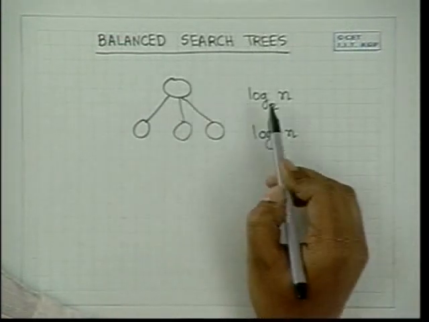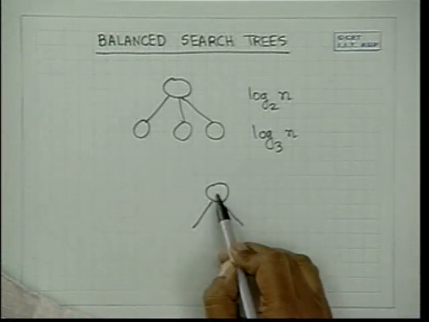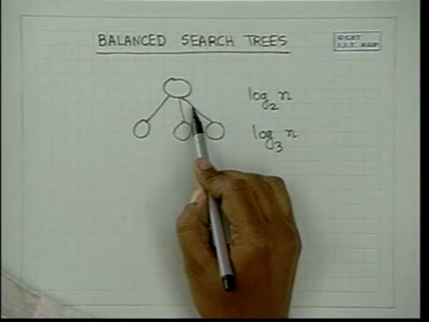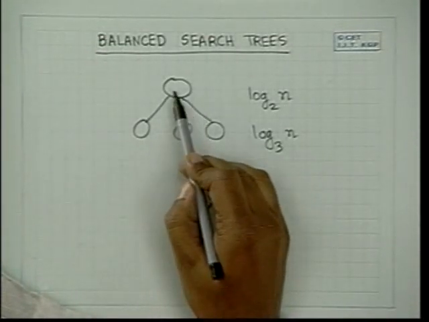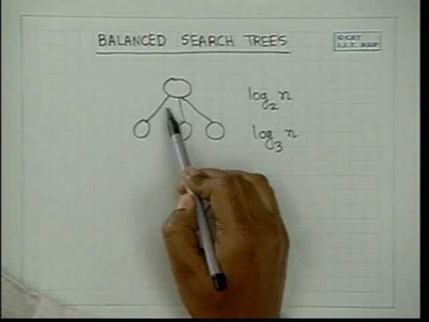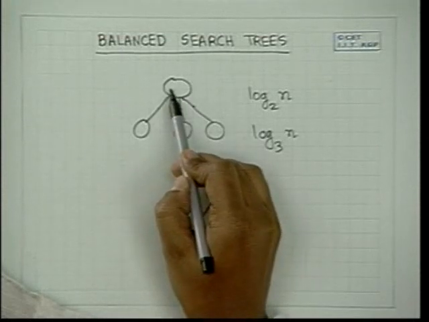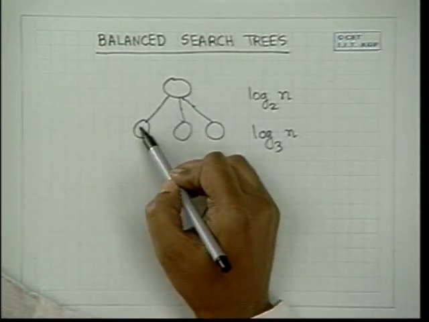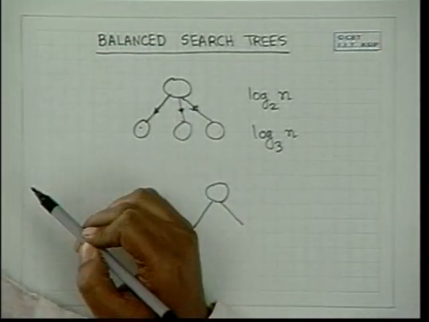But to take any decision in a binary search tree, you have to make one comparison and you can move left or right. But in a 3-ary tree, you have to make 2 comparisons, because to decide exactly which one to go into, you have to make 2 comparisons: whether you will go this side, or this side, or this side.